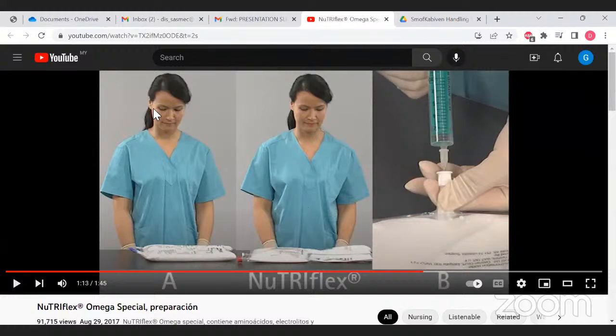That's all the video for the Nutriflex. If you notice, there's a difference between mixing the Nutriflex bag and mixing the Smoflipid Kabiven bag. But the aim is still the same, which is to mix all those 3 macronutrients together prior to giving it to the patient.